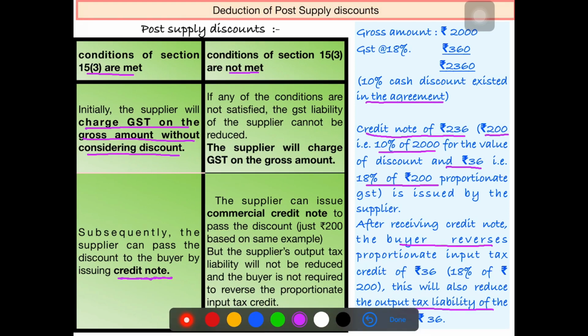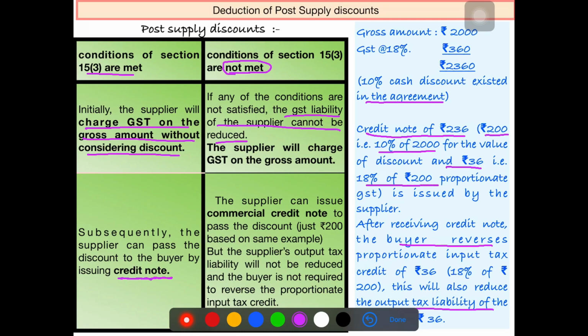So in case of a post supplier discount, if the conditions are met, the supplier can pass the discount subsequently by issuing a credit note. However, how to deal with post supplier discounts if the conditions of section 15 subsection 3 are not met? If the conditions are not satisfied, remember the GST liability of the supplier cannot be reduced and the buyer does not have to reverse the proportionate input tax credit.